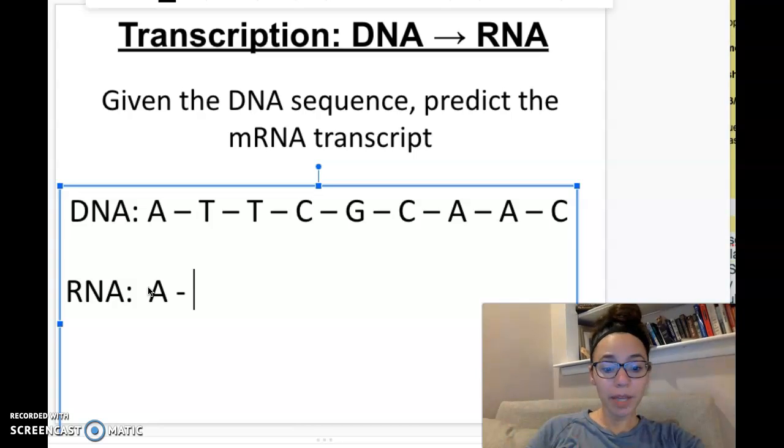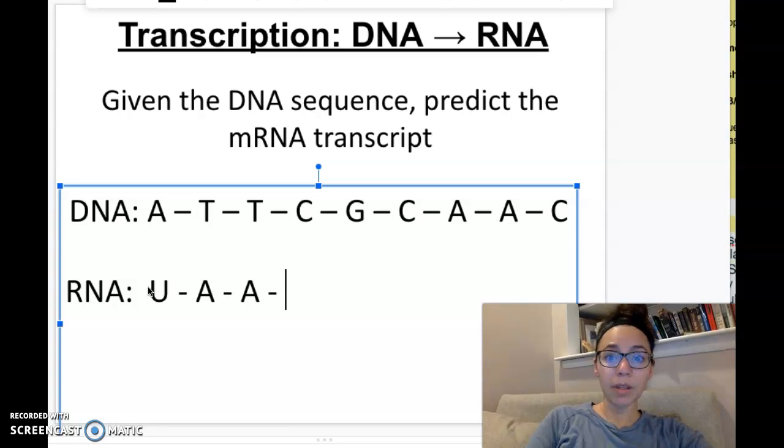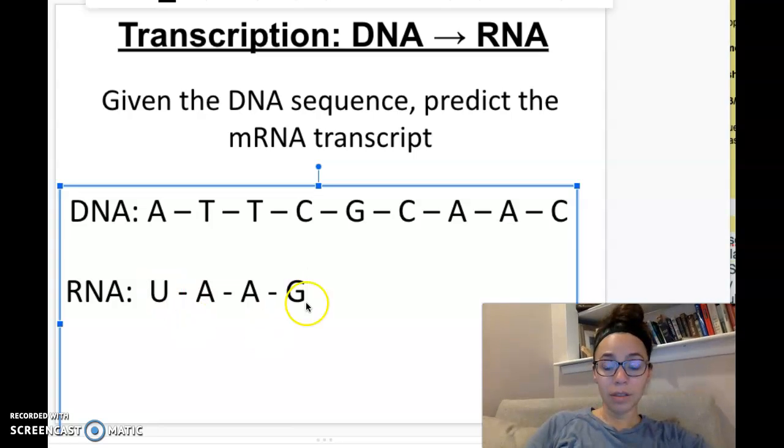T still pairs with A. Everything else is the same. Oh, I'm sorry, U. A. Again, T pairs with A. C pairs with G. Okay, now you take a second and see if you can figure out the rest.